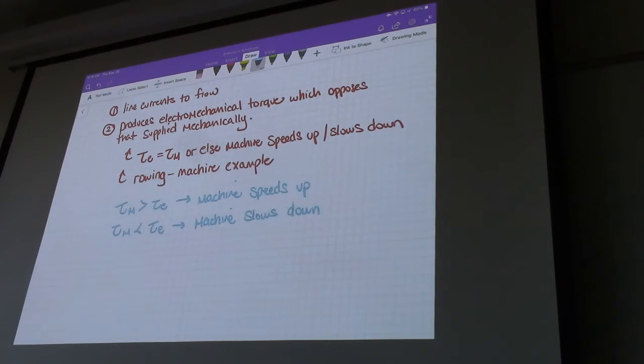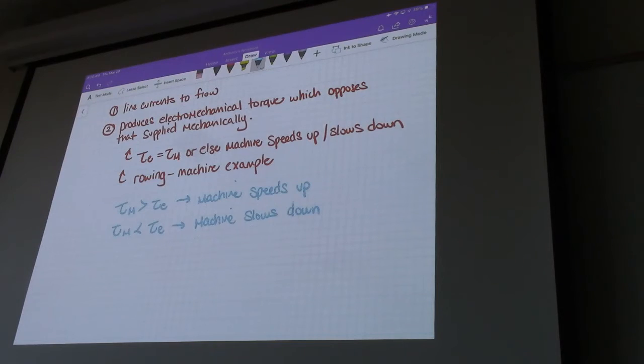Okay, so there you go. That's the reason why I like to write things down, because sometimes when you talk TE, TM, it all gets confusing. So that's when the machine speeds up, that's when the machine slows down. And like I said before, just because it speeds up or slows down doesn't necessarily mean we've lost stability. It just means that we're migrating to a new equilibrium value.